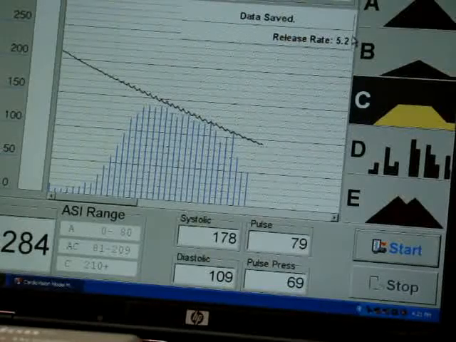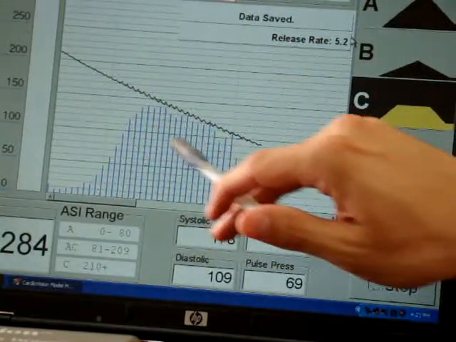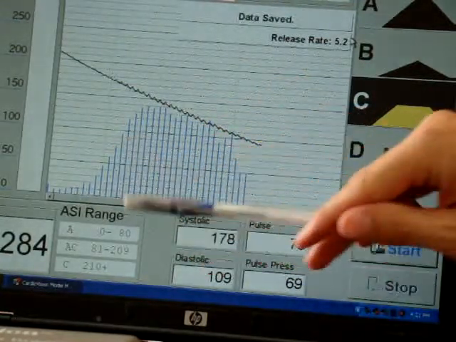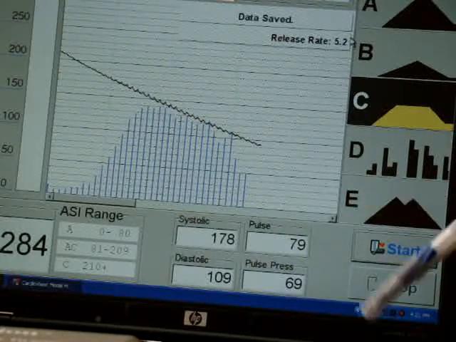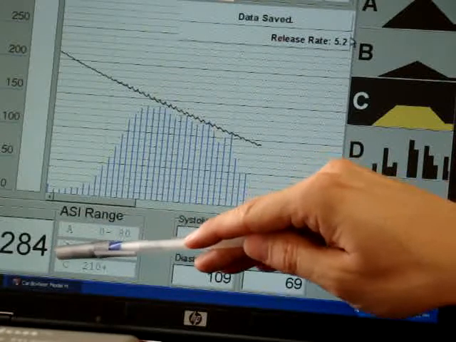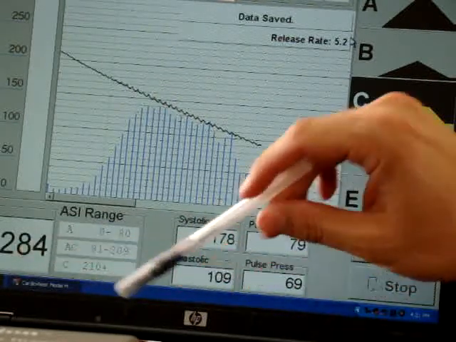So now let me show you an example of an abnormal report. As you can see here, the waveforms are flattened along the top, which shows increased arterial stiffness. And you see the computer has identified this as a C type of waveform. If you look down here at the ASI, remember our previous patient had one that was less than 80? This patient's is over 280.